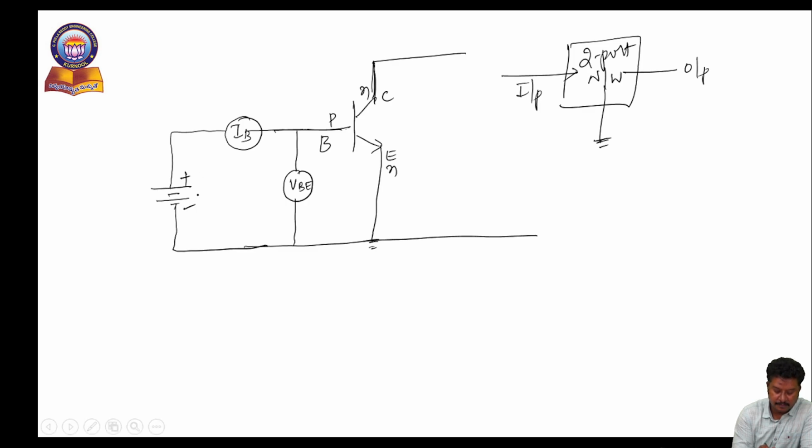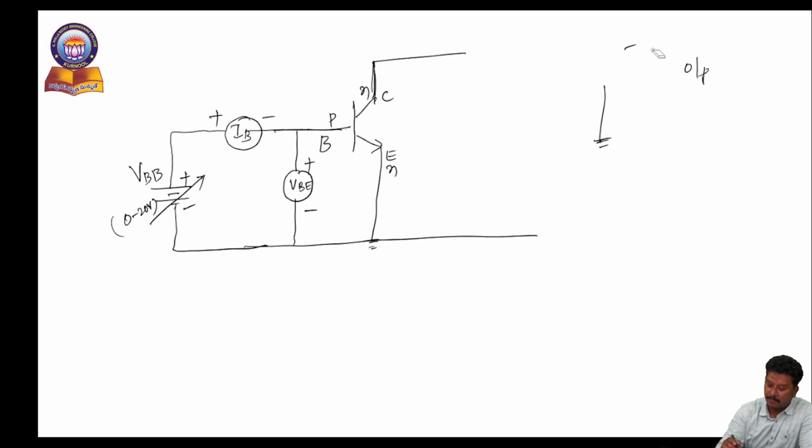It is a variable source varying from 0 to 20 volts, and I am connecting it across the input, that's why it is called VBB. The current is moving from positive to negative, so the notations will be like this. Similarly, I want to check the output current, so I require one more ammeter at the output side. So I am connecting one more ammeter.